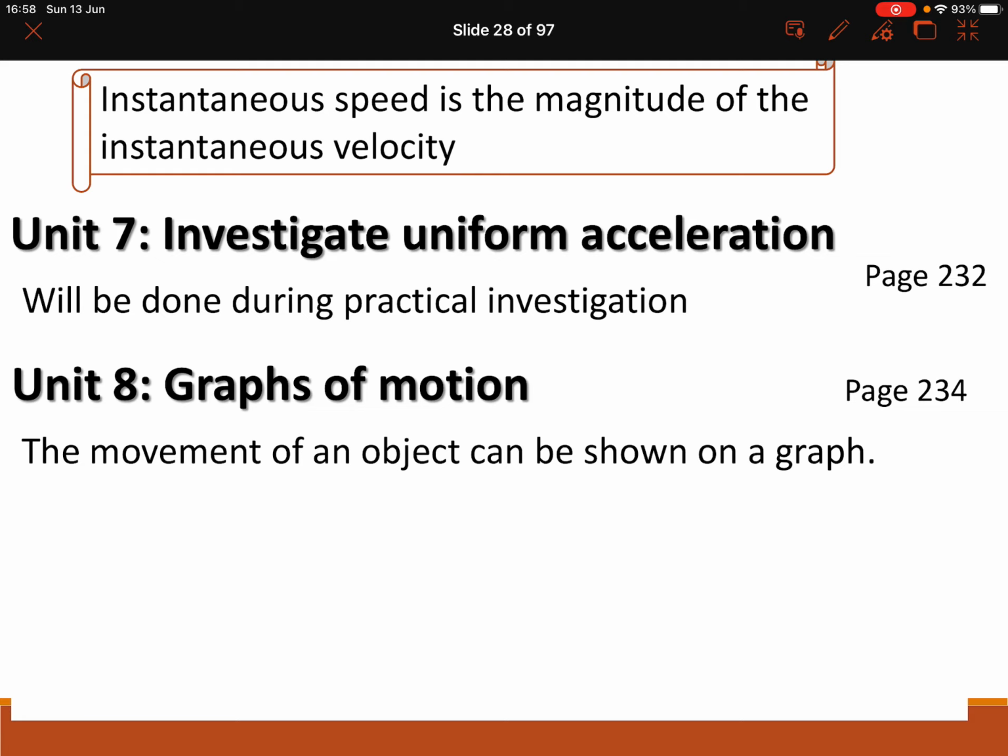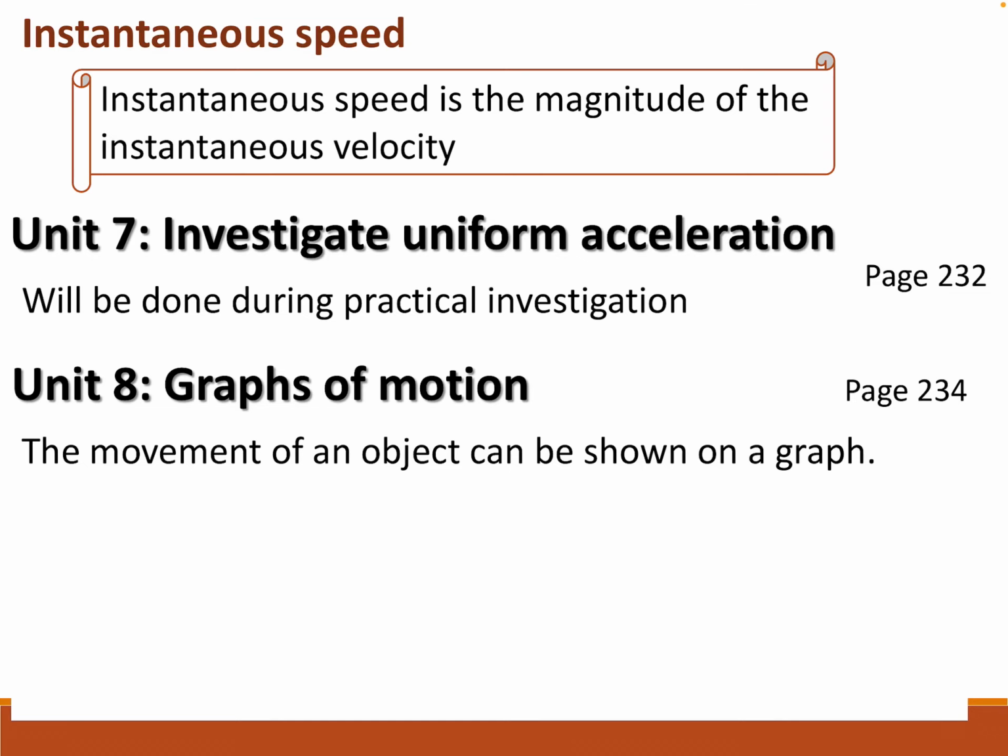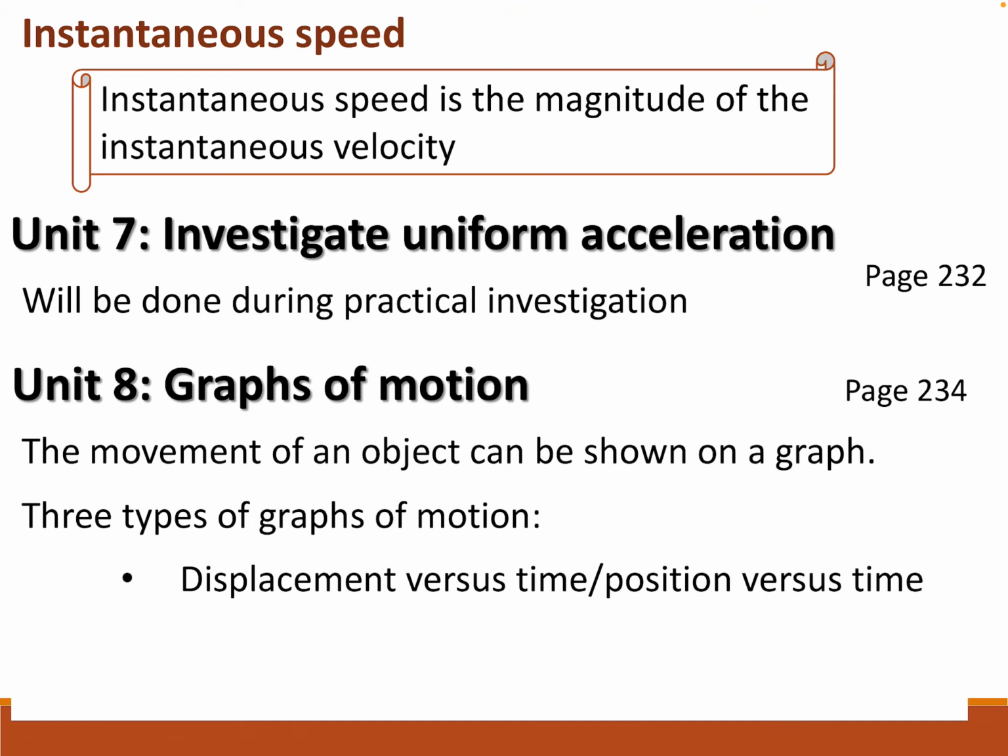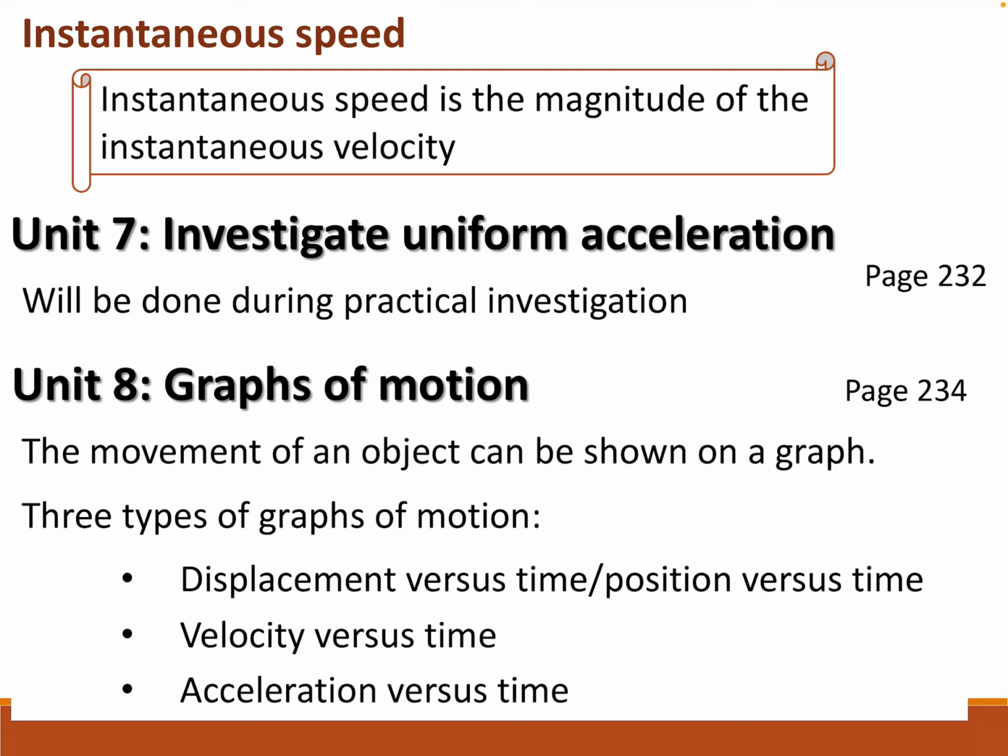But we can also show how an object moves by looking at a graph. Graphs are actually very useful for us. So there's three main types of graphs of motion: displacement versus time, or position versus time, so we're looking at the meters, okay? Velocity versus time, and then acceleration versus time. So those are the three main ones that we do, and all three of these can tell me quite a bit about how my object's moving, okay?